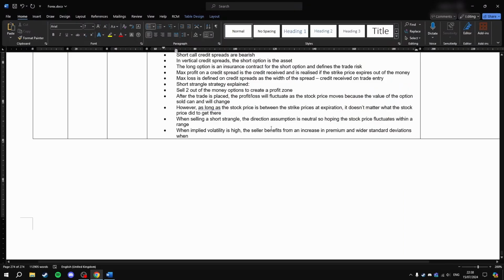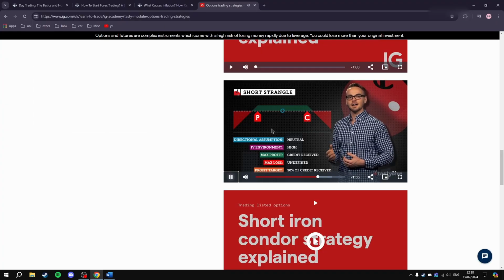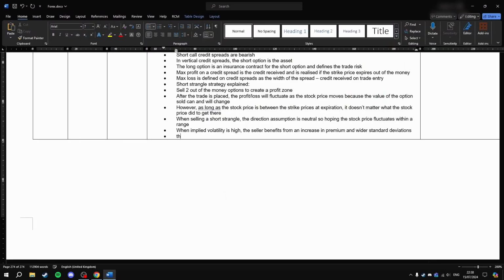When implied volatility is high, the seller benefits from an increase in premium and wider standard deviations. The higher the implied volatility, the further from the stock price we can go.